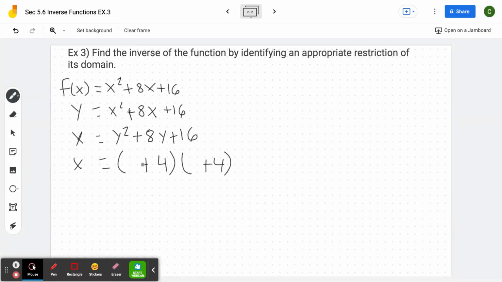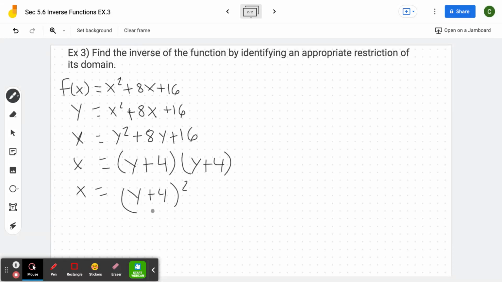So 4 and 4. 4 plus 4 adds up to 8. 4 times 4 gives us positive 16. So I'm just going to plug in the y's now. And that equals x. So x equals, notice I have two of these expressions. So I'm going to go ahead and write it as y plus 4 squared.